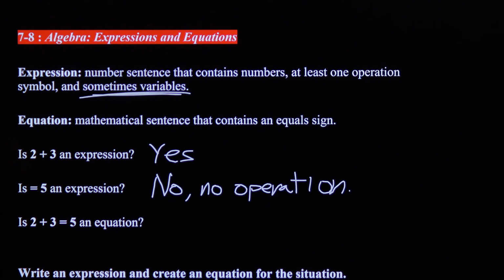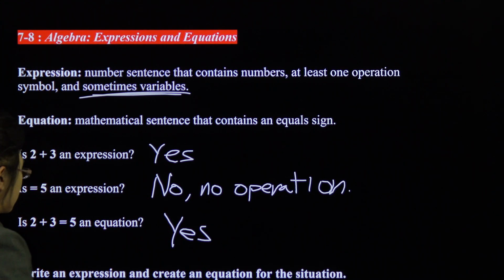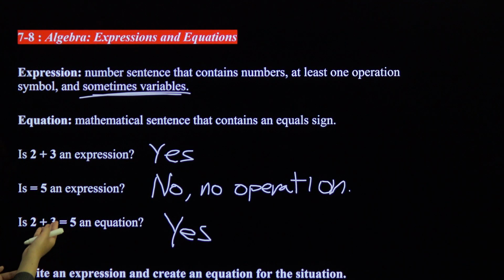Is 2 plus 3 equals 5 an equation? Well, there's an equal sign, and there's numbers and an operation, so that's usually what a mathematical sentence is called. So yes, it is an equation because it's a mathematical sentence with numbers and operations, and it has an equal sign.